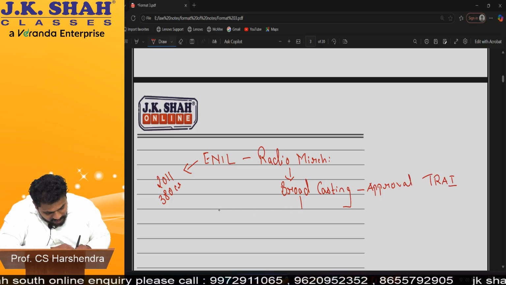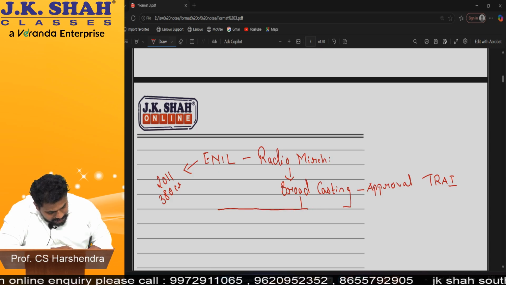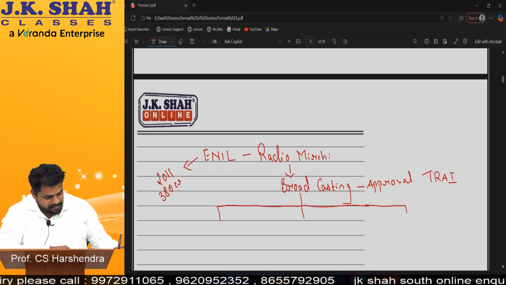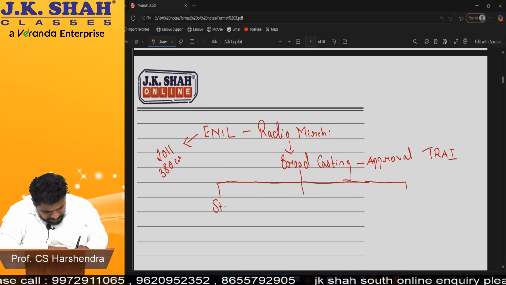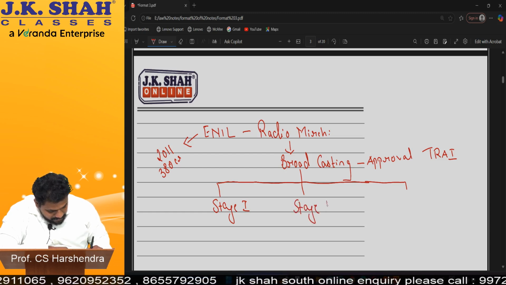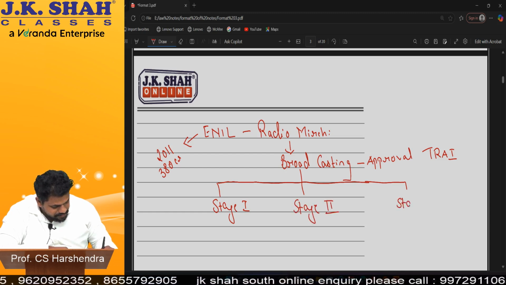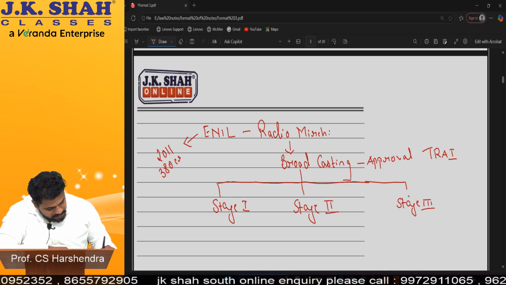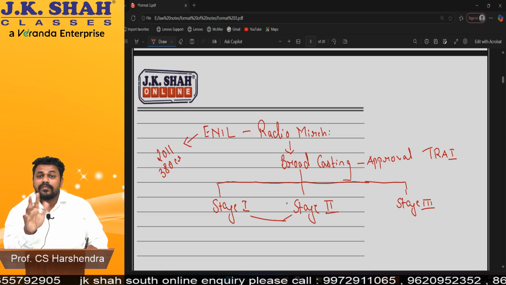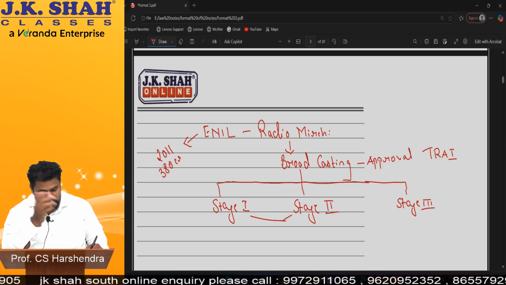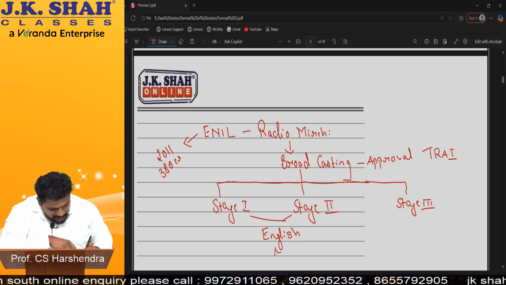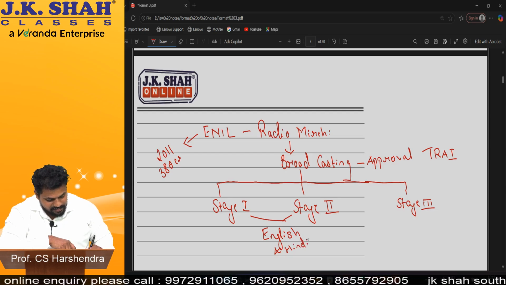Now TRAI gave radio broadcasting approval in 3 stages. Stage 1, Stage 2 and Stage 3. Stage 1 and Stage 2 approval was given at a point of time where radio broadcasting was allowed in India in English and Hindi language only.